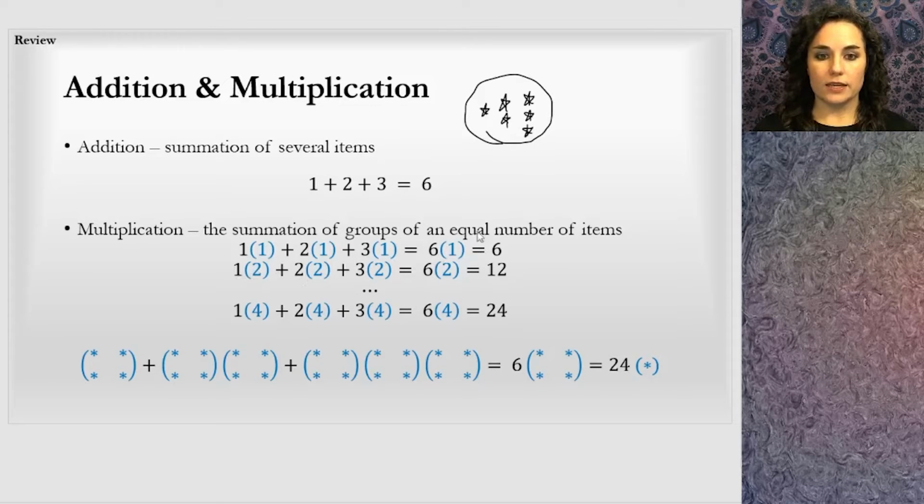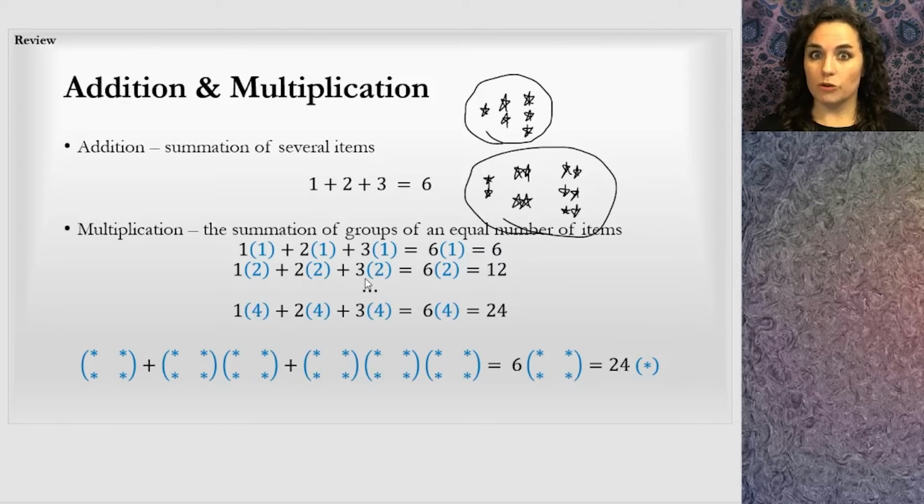But it could be the case that I have 1 group of 2. Here's 1 group of 2. I could have 2 groups of 2. Here's 2 groups of 2. And then I have 3 groups of 2. Here's 3 groups of 2. When I add all of those together, I will have 6 groups of 2, or altogether, when I put them all together here, that's 12. And that's multiplication for me, when I add together multiples of the same number of groups.